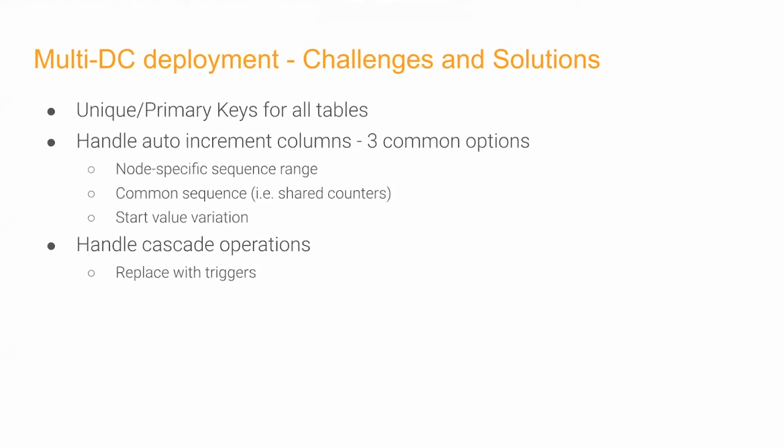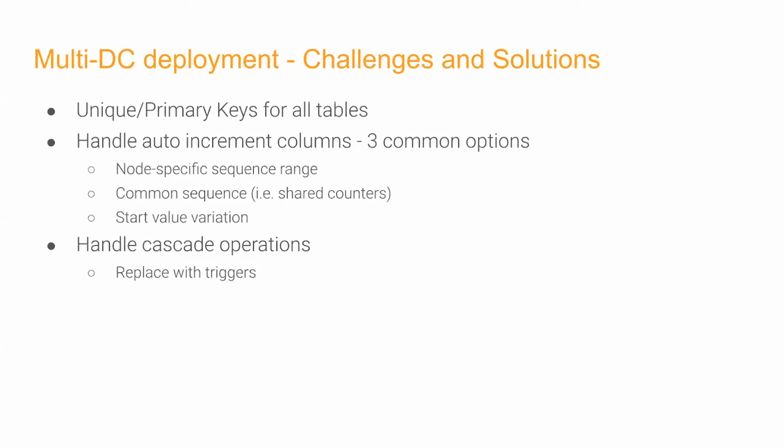Another approach is using a common sequence. So what happens there is we keep a common sequence and each data center calls that common sequence to get the next incremented number. The problem with this approach is these data centers have to do a network call, which can add some latency to the database operations.